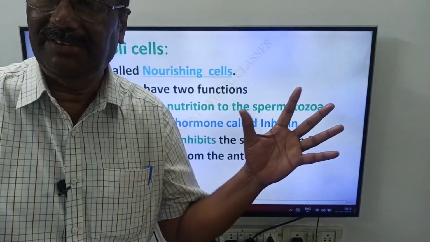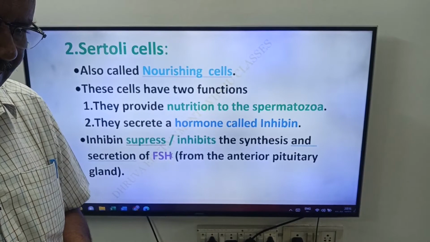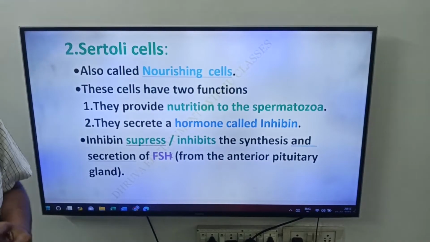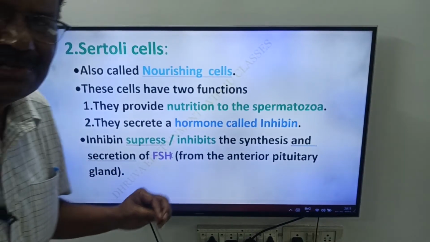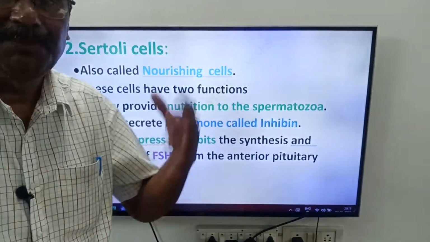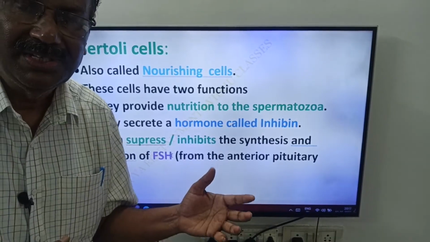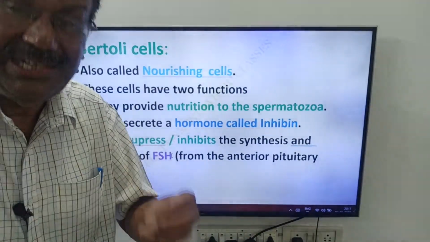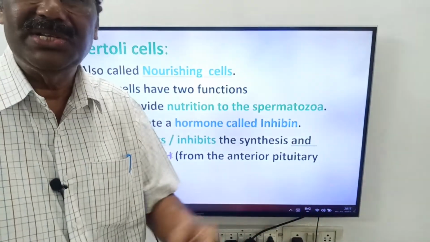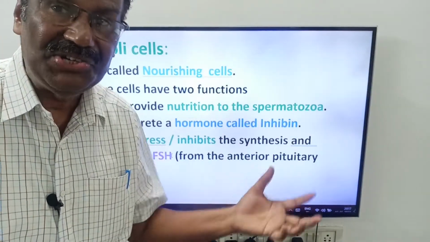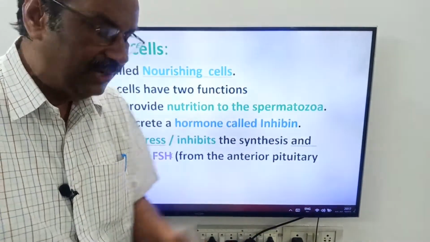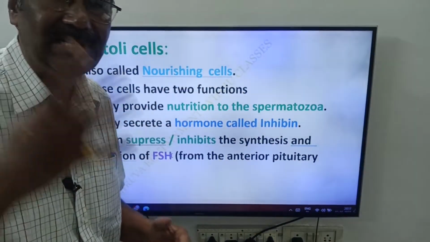Next, come to Sertoli cells. Very, very important. Sertoli cells are also called nourishing cells or nurse cells. The name itself indicates they provide food to the sperms. When the sperms are present inside the testis, the Sertoli cells nourish them and provide food to the sperm cells. That is very important, friends. So Sertoli cells are also called nourishing cells or nurse cells.